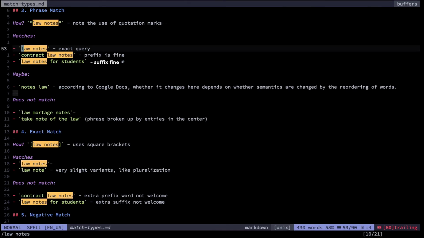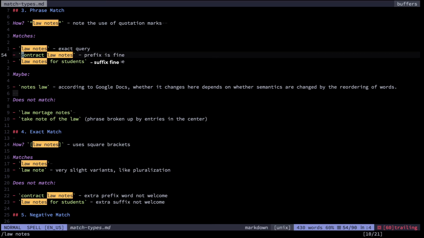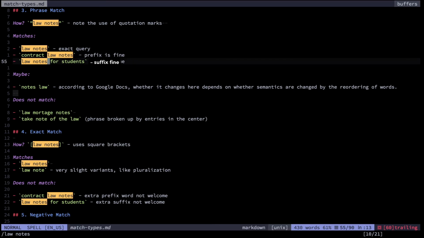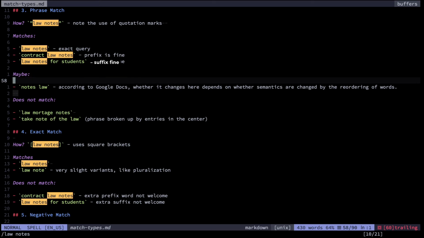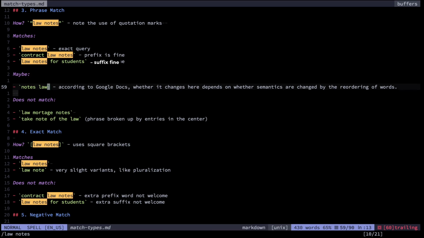For example, it will match law notes, the exact phrase. It will match contract law notes because that includes the phrase law notes just with a prefix of contract. And similarly, law notes for students just has a suffix. Where it may or may not match is with notes law. That's a reordering of the words. Instead of law notes, it's notes law.